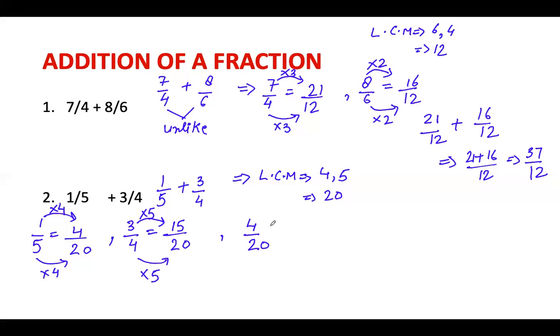So now I have 4/20 add 15/20. These are like fractions. So how can we add these types of fractions? We add 4 add 15 over 20, because the denominator remains the same, right? So what we get is 19/20. This is your answer. I hope this method is really helpful for you, right?